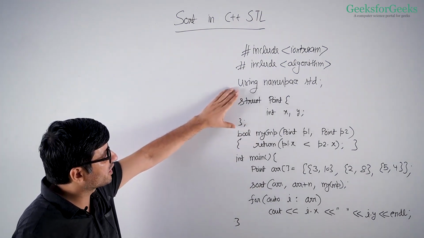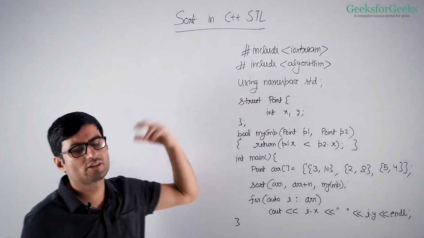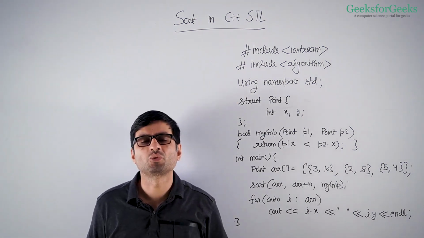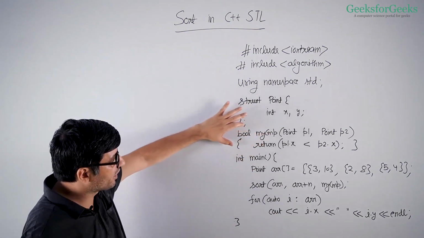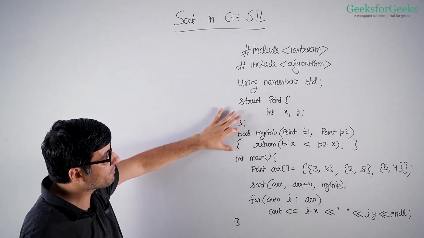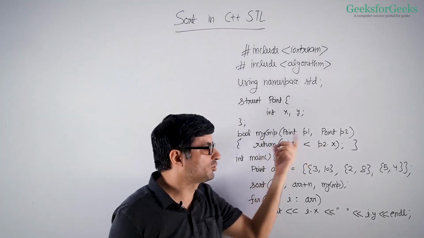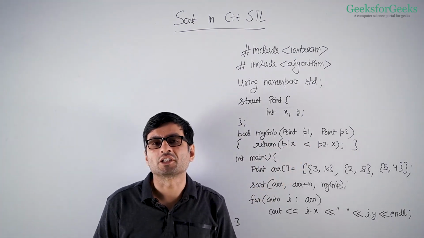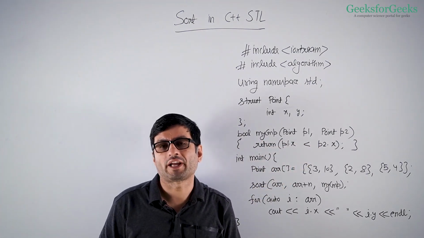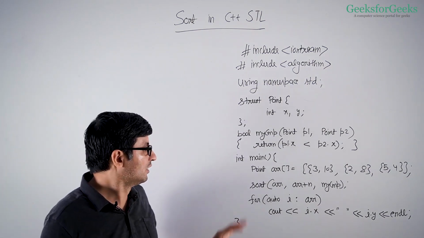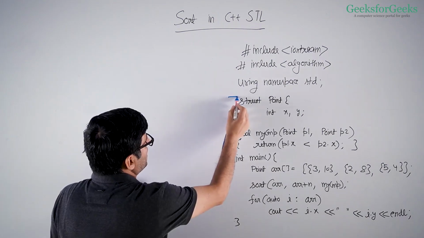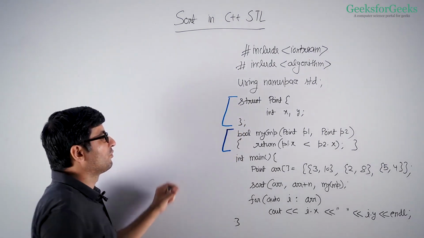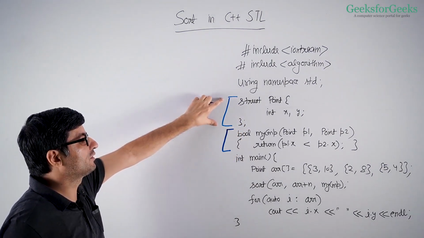I've considered a structure which represents a point in 2D space with x and y coordinate values, and I have written my own comparison function here which is used to sort these points in increasing order of their x coordinates. Right, so this is my own comparison function and this is the structure. We are going to sort an array of this structure.